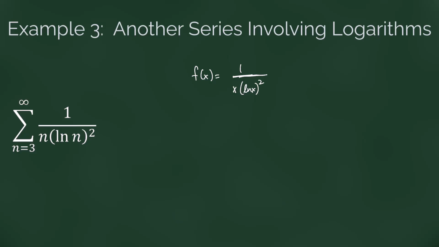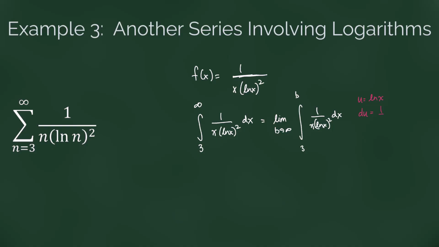So if we look at this integral, because the series is going from 3 to infinity, let's also look at the integral from 3 to infinity of the function 1 over x ln of x all squared. We're going to set that up as the limit as b goes to infinity of the integral from 3 to b of 1 over x ln of x squared dx. And we're going to also use u substitution for this. So we'll let u be the natural log of x one more time. Du is equal to 1 over x dx.